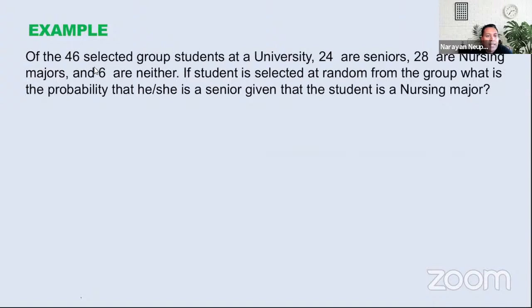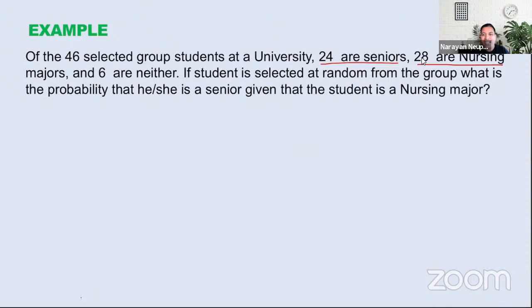Out of a selected group of students at a university, so 46 students are selected, in that group of students, 24 are seniors. So 24 are seniors, so that means they are the fourth year, I should say: freshman, sophomore, junior, and then senior. So these are the fourth year in the college.